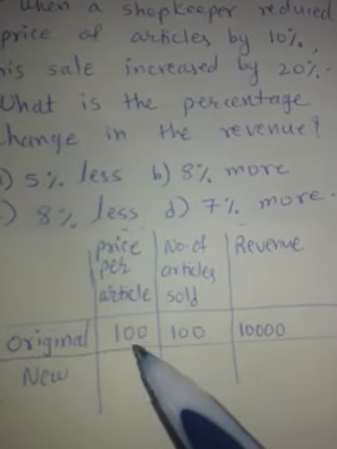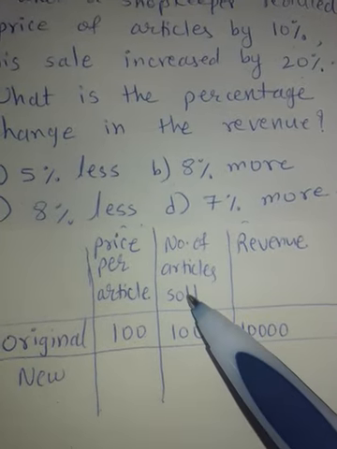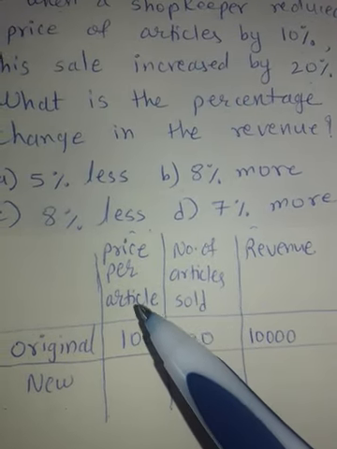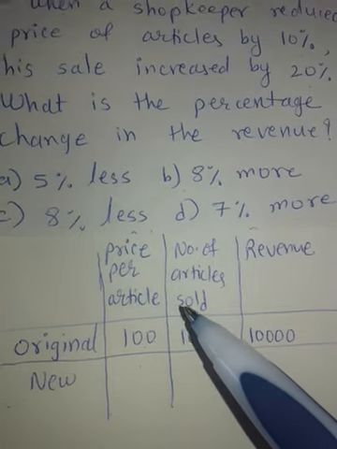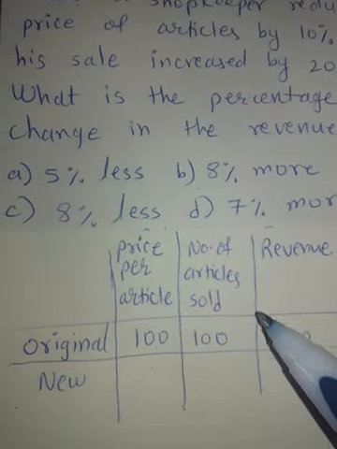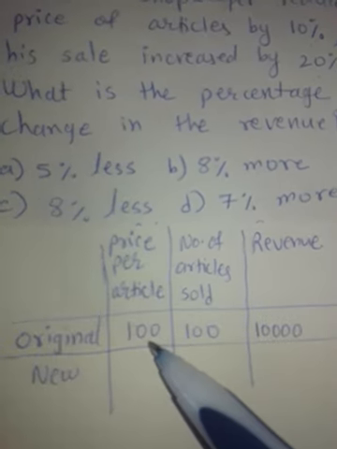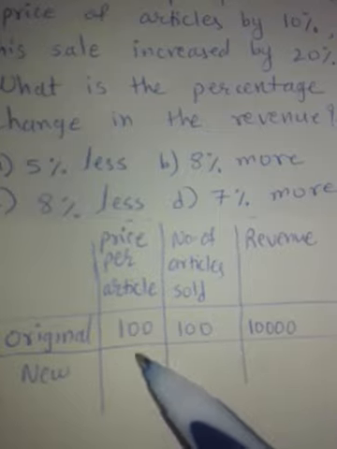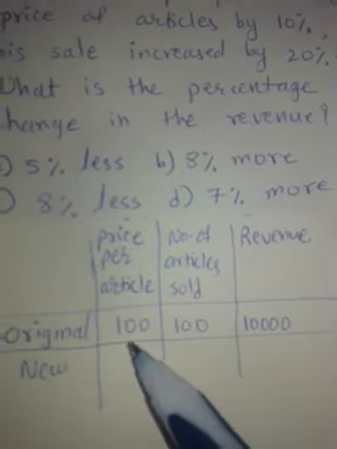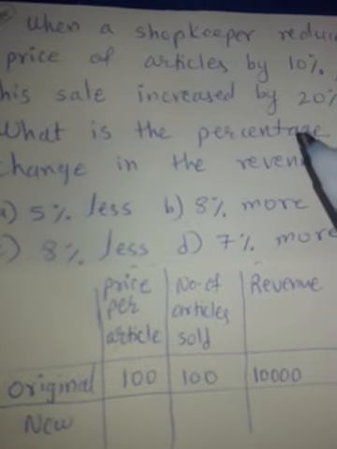So his revenue was this into this, price per article into number of articles. Like if price of one pencil is 3 and he sold 5 pencils, so that means his revenue is 3 into 5, that is 15. Same way, price per pencil, suppose it is 100 and he sold 100 pencils, so his revenue is 100 into 100, that is 10,000. Now what happened?